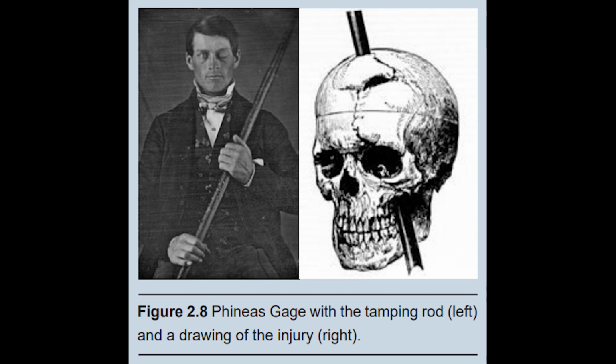The pre-injury Gage was a shrewd businessman who followed through with all his plans, but Gage now was unreliable and at times acted almost animalistically. Because of the injuries to his frontal lobe, his friends described him as being no longer Gage.